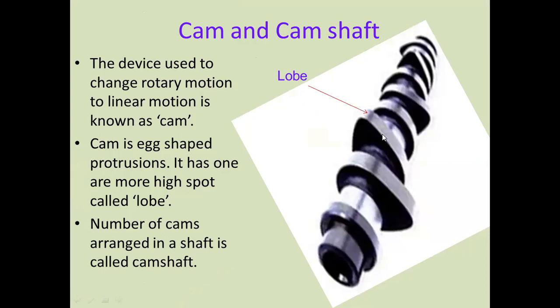This shape is a loop shape. This device is used to change rotary motion to linear motion, known as a cam. The cam has egg-shaped protrusions. It has one or more high spots called lobes. The number of cams arranged on the shaft is called a camshaft.